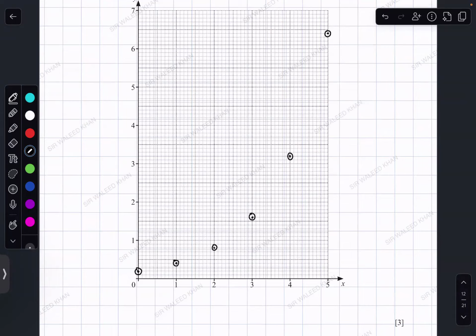So this is the curve you should be getting, an exponential curve. Now you can rotate your paper according to your choice so that you can draw the curve as smooth as possible.